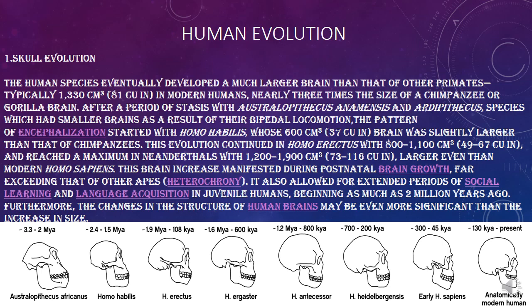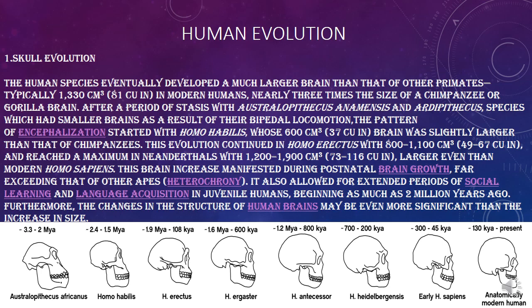This brain increase manifested during postnatal brain growth, far exceeding that of other apes, a process called heterochrony. It also allowed for extended periods of social learning and language acquisition in juvenile humans, beginning as much as 2 million years ago. Furthermore, the changes in the structure of human brains may be even more significant than the increase in size.